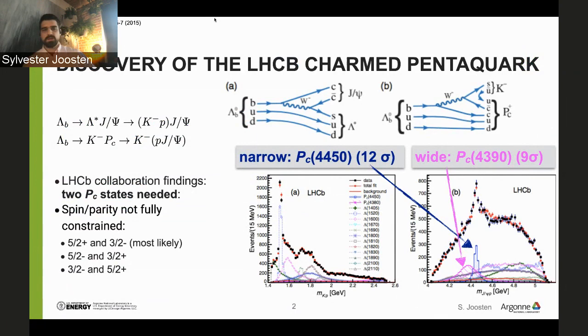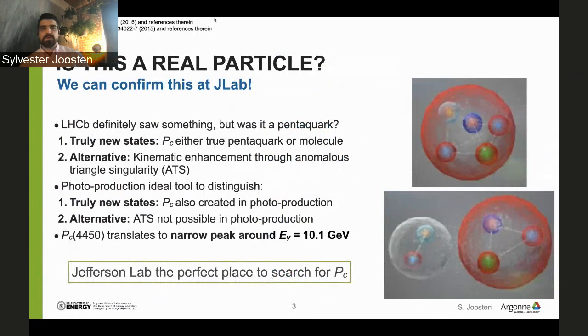So there's a lot of different possible explanations for what was observed in 2015. There's definitely something in the spectrum. It was so many sigmas away from there not being any kind of peak, but it's of course unclear if it's really a pentaquark. So, there were at the time two major explanations.